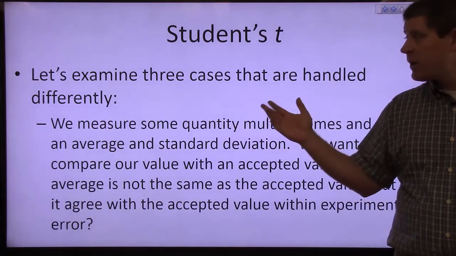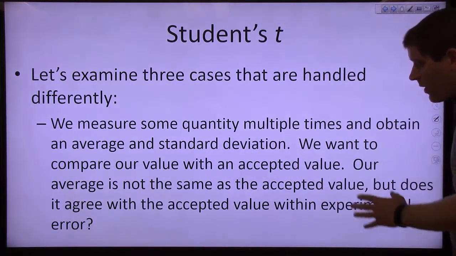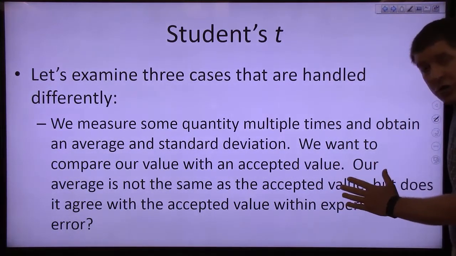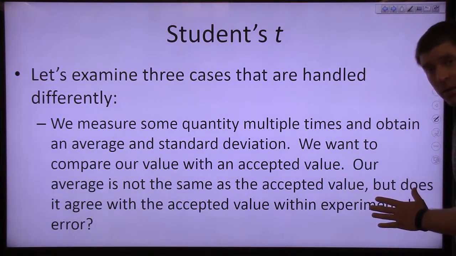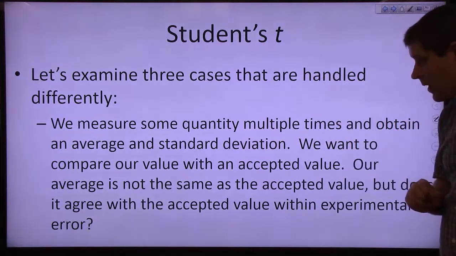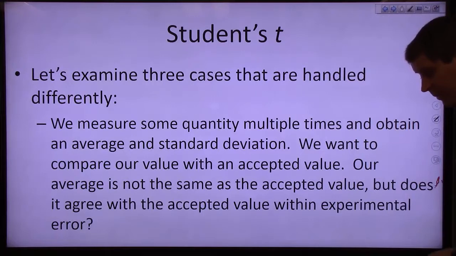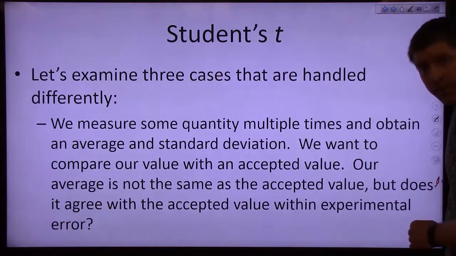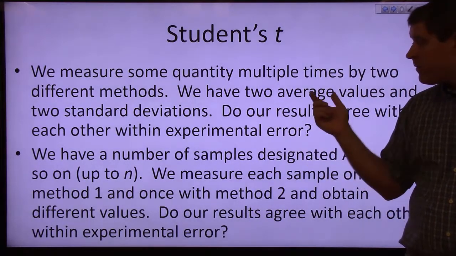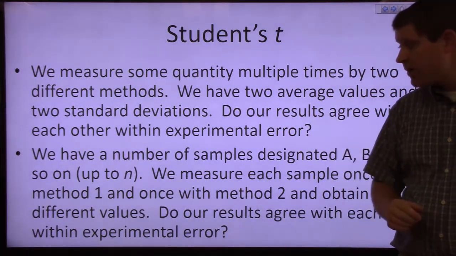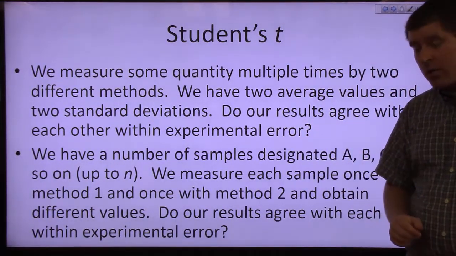So let's look at 3 different cases that are handled differently. In the first case, let's say we measure some quantity multiple times and we obtain an average and standard deviation for that sample. We then want to compare our value with an accepted value, one that we know is true. So our average is not the same as the accepted value, but does it agree with the accepted value within experimental error? In the second case, we measure some quantity multiple times by 2 different methods. We have now 2 averages and 2 standard deviations. And we want to know, do our results agree with each other within the experimental error?